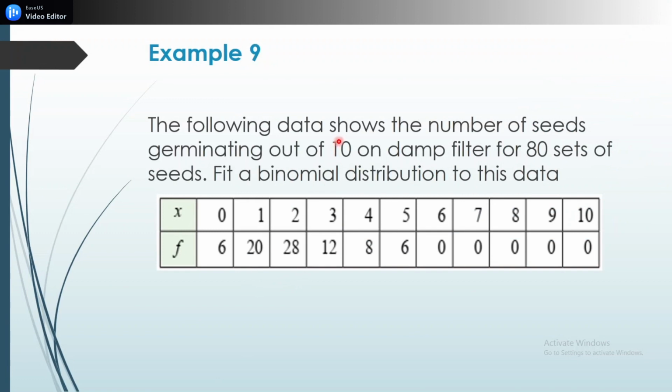Example number 9. The following data shows the number of seeds germinating out of 10 on damp filter paper for 80 sets of seeds. Fit a binomial distribution for this data. We have to do a binomial distribution for this data. We have a value of x, and f is the value of the frequencies.